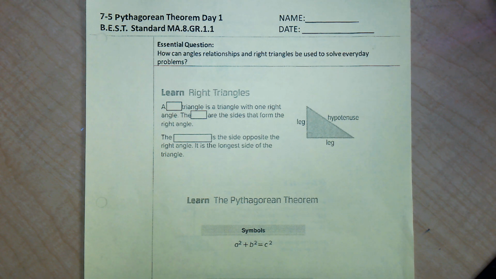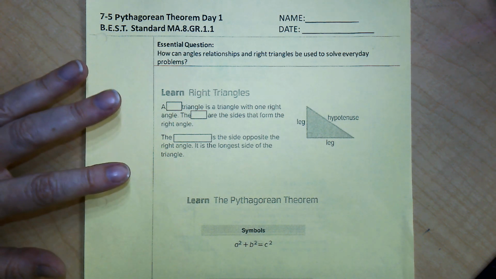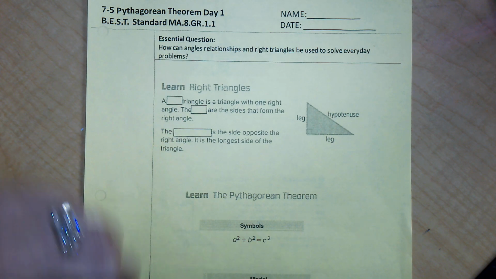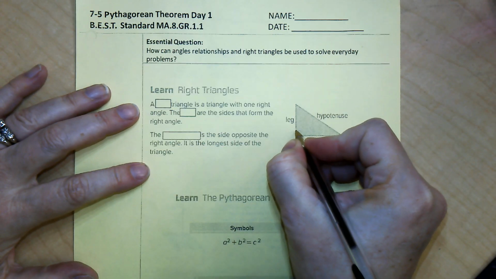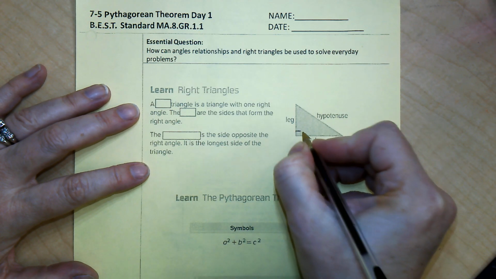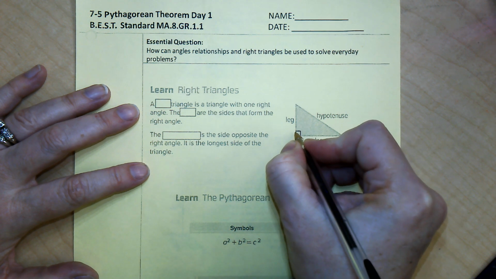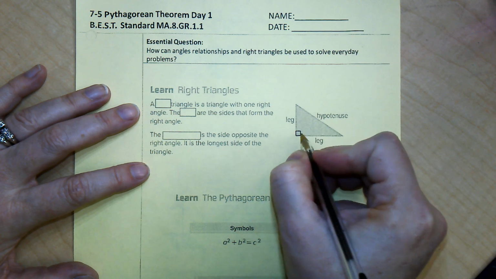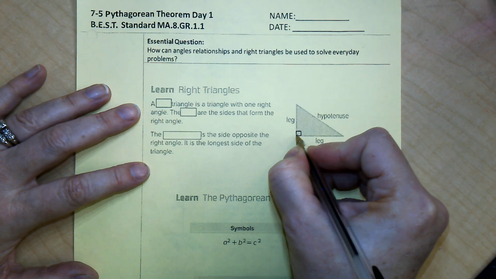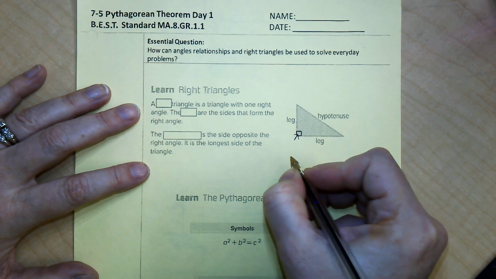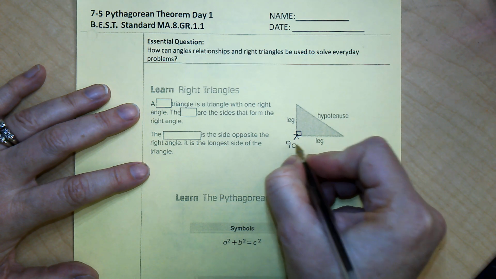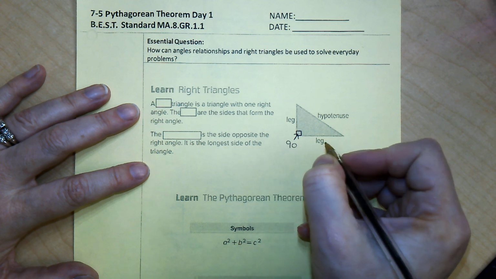All right, 7-5, Pythagorean Theorem, day 1. We are going to spend the rest of this unit working with right triangles, and we're going to start with the Pythagorean Theorem. When we have this little square in the corner, it looks like a right angle, and we know that little square means that this angle measures 90 degrees. Anytime you see that little square, it's a right angle and it measures 90 degrees.